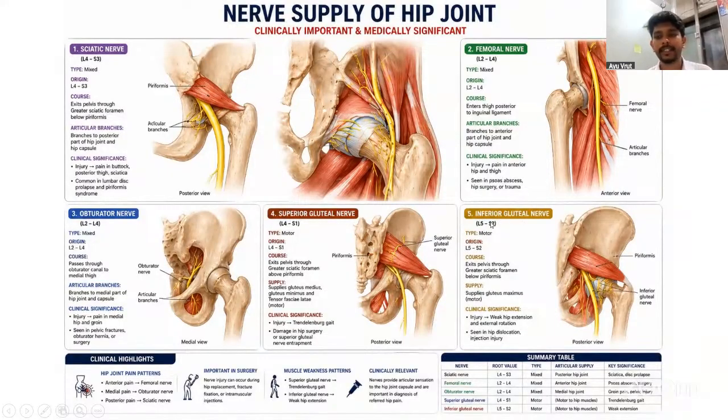Last but not the least is the inferior gluteal nerve. ये gluteal नाम से पता चलता है, gluteus एक muscles है, उसके ऊपर वाले nerve को हम superior कहते हैं, उसके नीचे वाले nerve को inferior कहते हैं, and it is involved with L5 and S2.